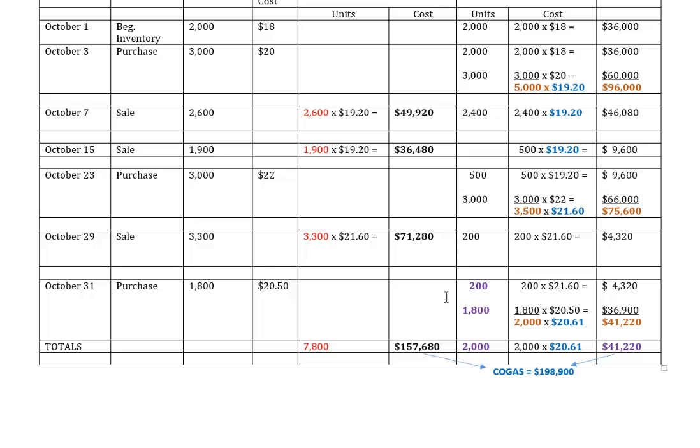Now, I purchased again, last day of October, 1,800 units. All I care about is that I had 200 at $21.60, which is $4,320, plus another 1,800, which is going into ending inventory at their cost, which is $20.50 right here. So in total, I have 2,000 units: 200 of them at the average cost of $21.60, which gives me $4,320, and 1,800 at $20.50, which gives me $36,900. So I've got 2,000 units in ending inventory, valued at $41,220.